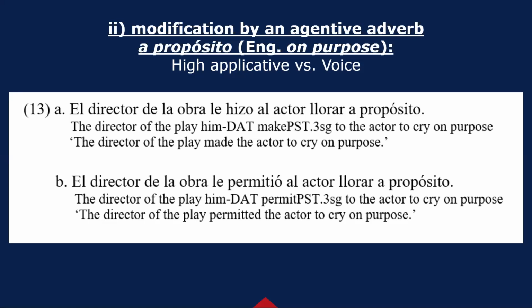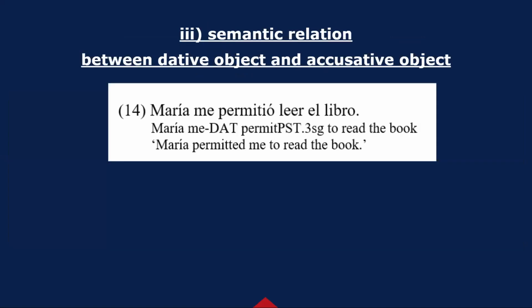As the agentive adverb does not modify el actor, the actor in English, we can consider that the structure of permitir does not take a voice phrase, but takes a high applicative phrase. To confirm whether the structure of permitir takes a high applicative phrase, we can use the third and fourth tests proposed by Pylkkänen. The third test is to determine the semantic relation between the dative object and accusative object in the structure.